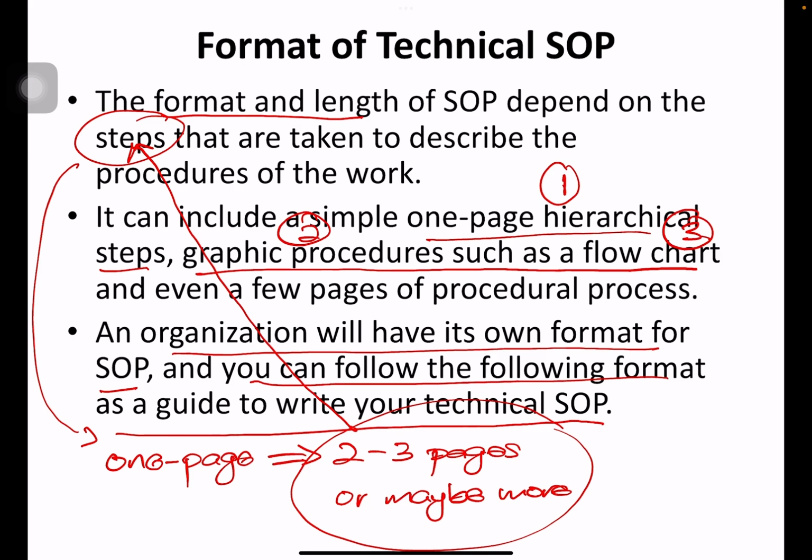So if you're working with company A, maybe they have their own template. If you're working with company B, the template will be different from company A. Okay, so it is not a surprise, so do not get confused. It is actually the same, especially in terms of contents and arrangement of the information.